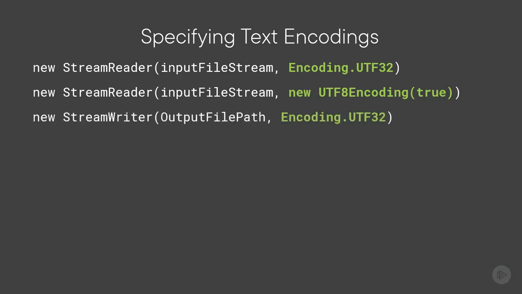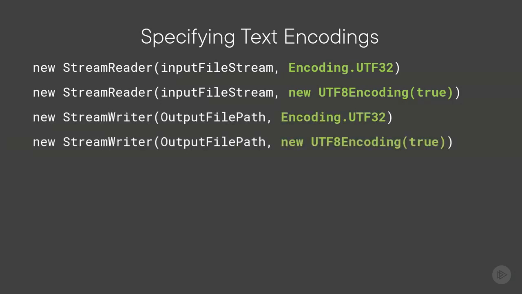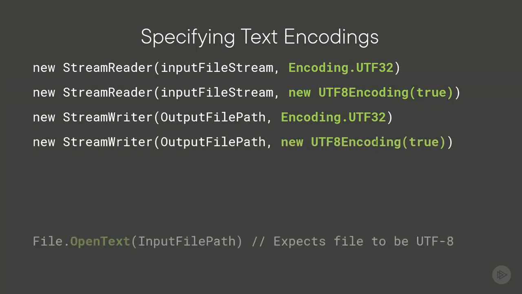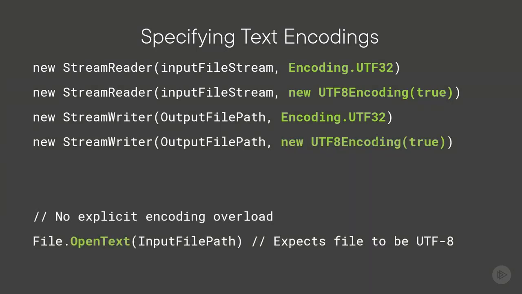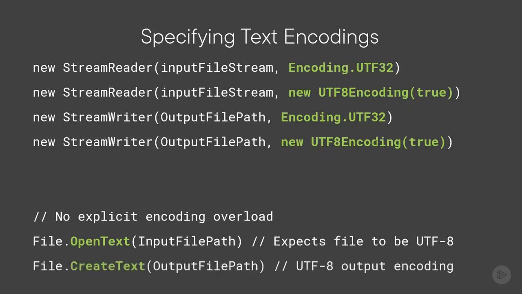There's also overloads of the stream writer constructor that allow us to specify encodings. But if we're using some of the convenience methods on the file class, such as the open text method, we can't explicitly specify the encoding to be used. The file.createText method once again doesn't allow us to specify an encoding, and it will create the output file using UTF-8. We can also specify encodings when we're working with binary readers and binary writers.